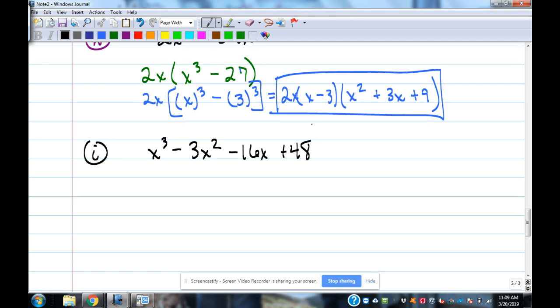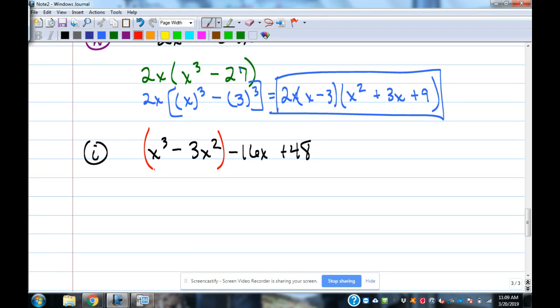x cubed minus 3x squared minus 16x plus 48. We're pretty sure that's not a difference of cubes or a sum of cubes, right? It's too big. It's got too many terms. How many terms does it have? 4. Is it in descending order? Yes. GCF? No. So if it's got 4 terms, what's our method for factoring? Grouping. Okay, so we group the first 2 together.